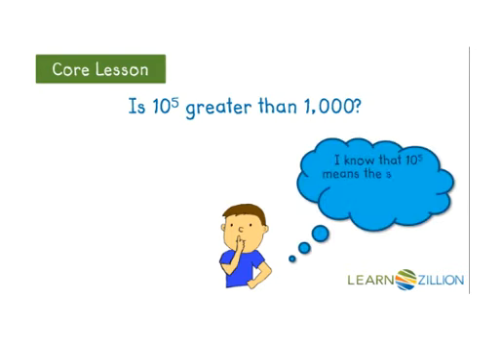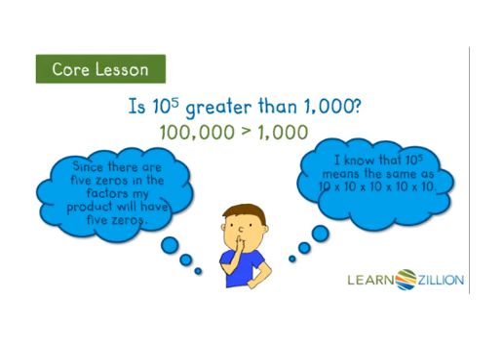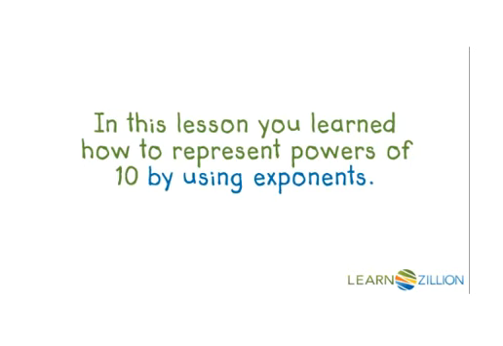10 to the fifth power means the same as 10 times 10 times 10 times 10 times 10. Since there are 5 zeros in the factors, the product will also have 5 zeros. 10 to the fifth power is equal to 100,000. 100,000 is greater than 1,000, so my answer is yes. 10 to the fifth power is greater than 1,000. In this lesson, you have learned how to represent powers of 10 by using exponents.